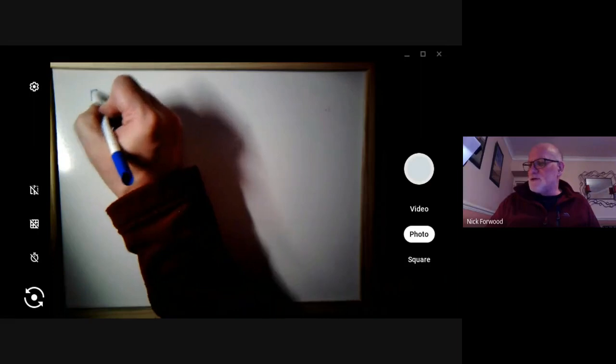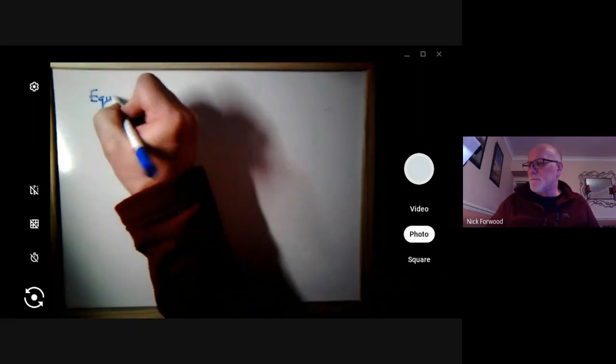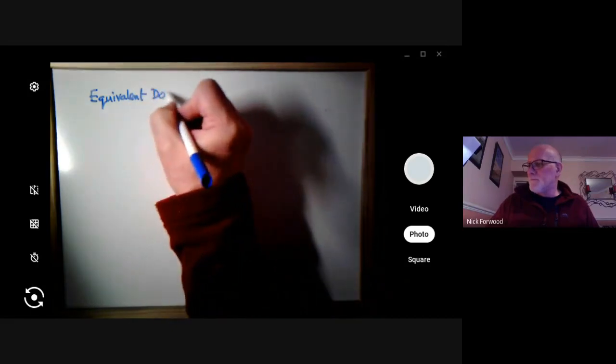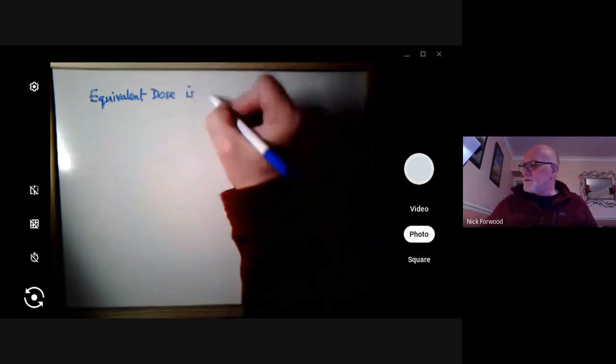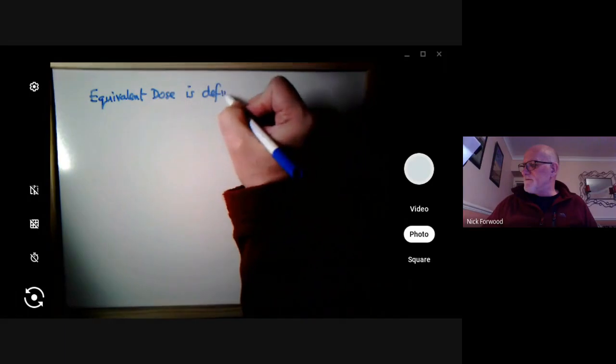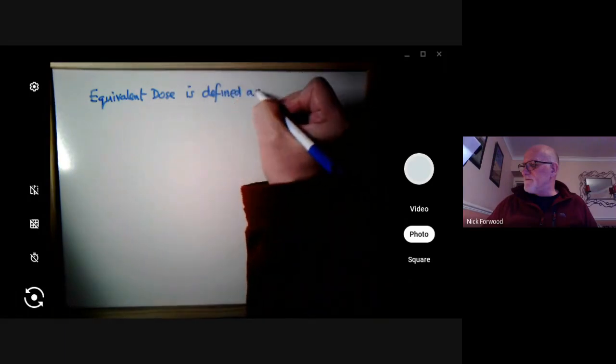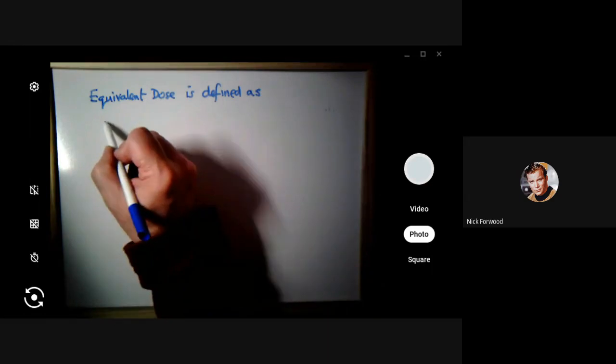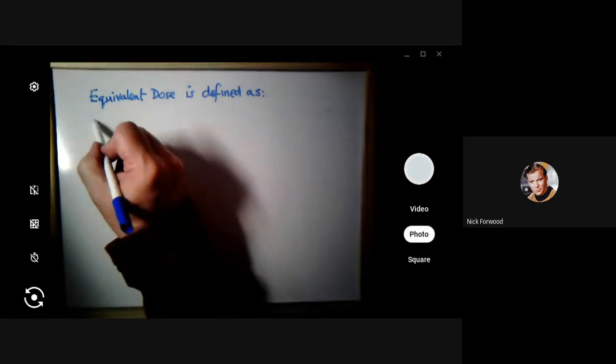So we said that this is entitled equivalent dose. So we're now going to say what exactly equivalent dose is. Equivalent dose is defined as, now what does defined as mean? It means what is the meaning of, if you looked it up in a scientific dictionary, you'd find the meaning of equivalent dose. And this is it.